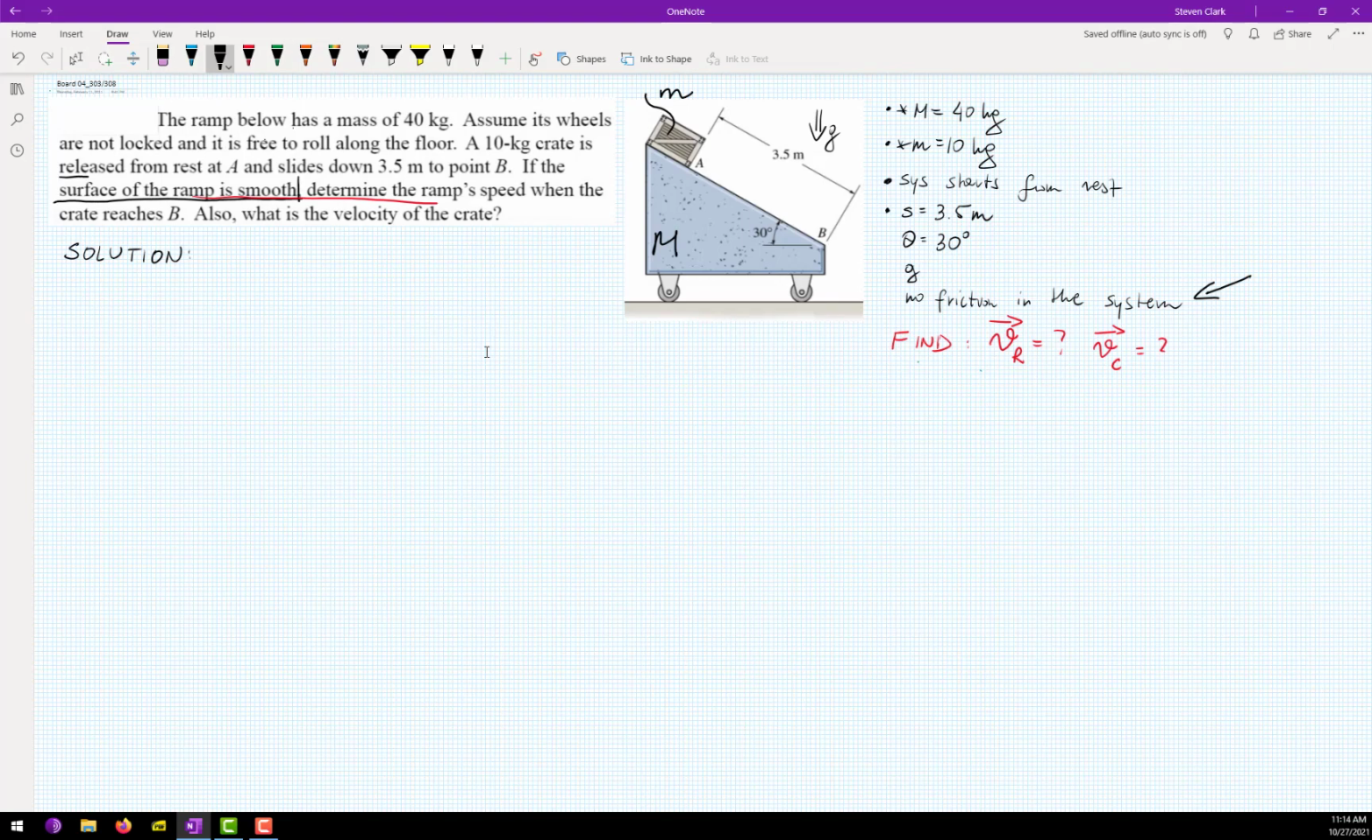So even that red line is underlying that, so it was even useful in that case. Okay, and they told us to figure out the velocity of the ramp and crate once the crate is at the end of the ramp. Okay, let's do it. Any questions about the problem statement?